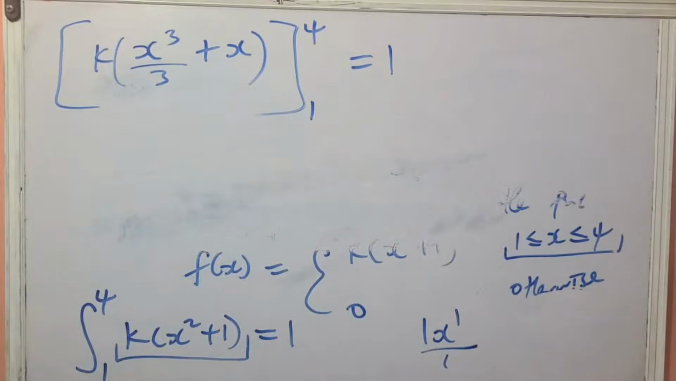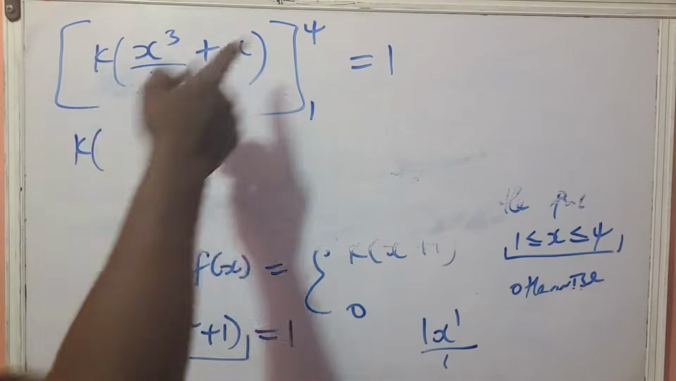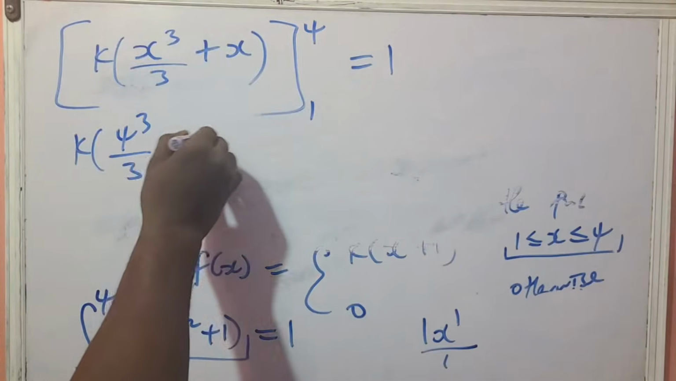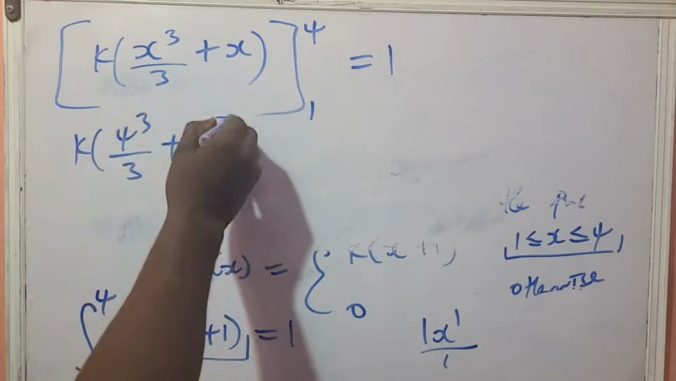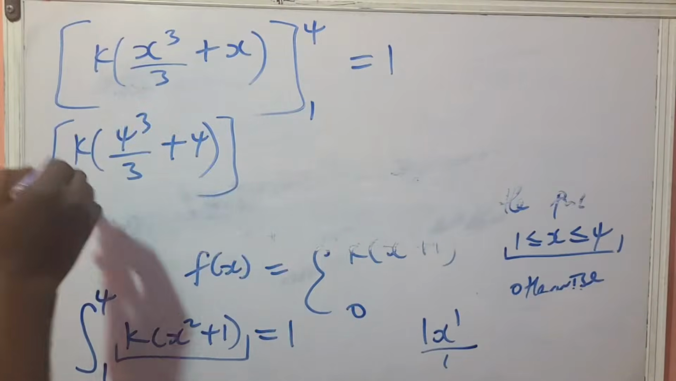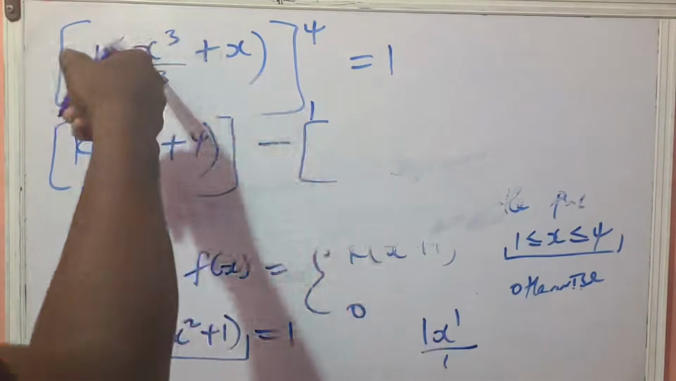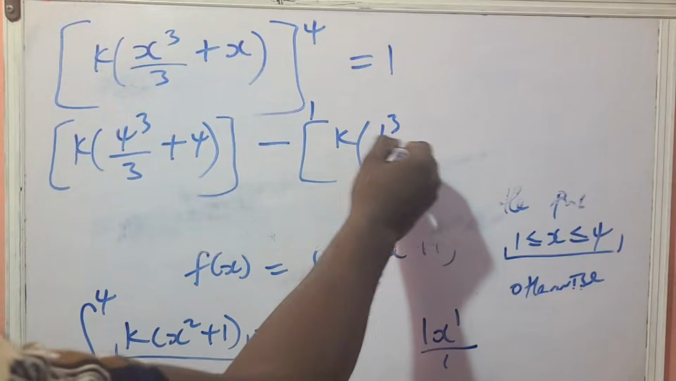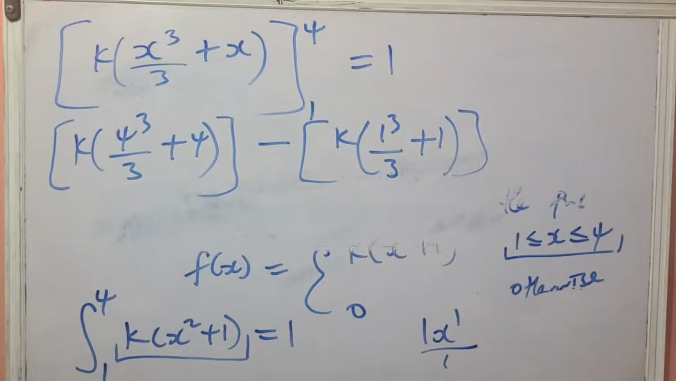So we place 4. We'll have k, and then 4 cubed over 3 plus 4. This is what we got when we placed 4. I would like you to put this in a bigger bracket. Minus, we now place 1 inside this, so you place them separately. So we have k, then 1 cubed over 3 plus 1. This is how we solve limits.